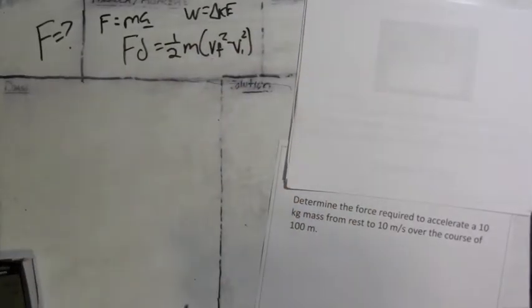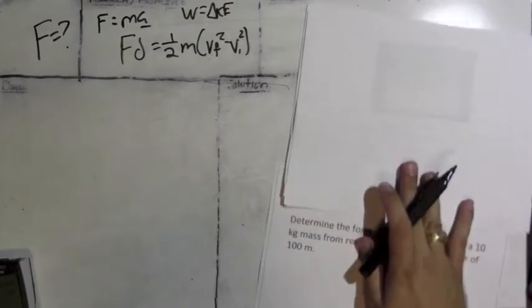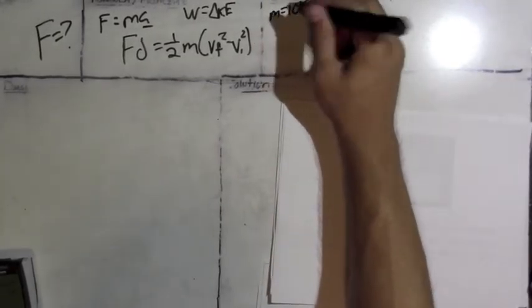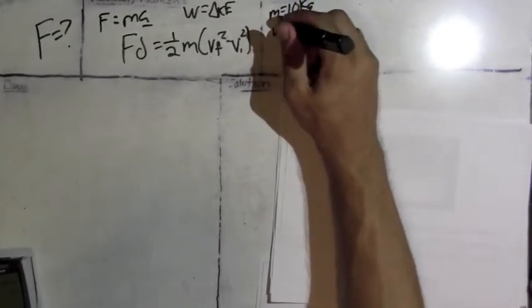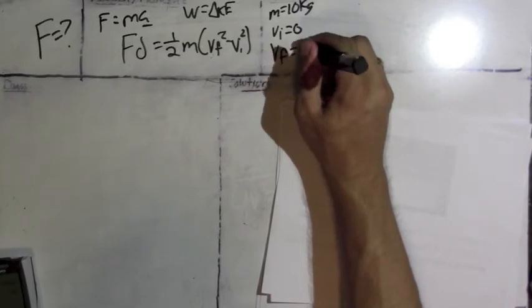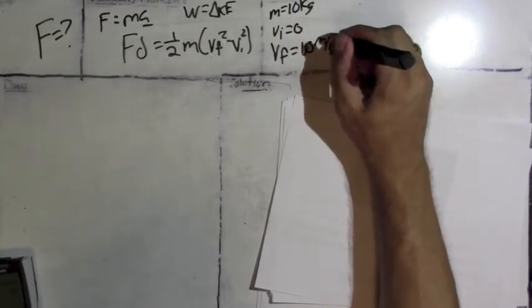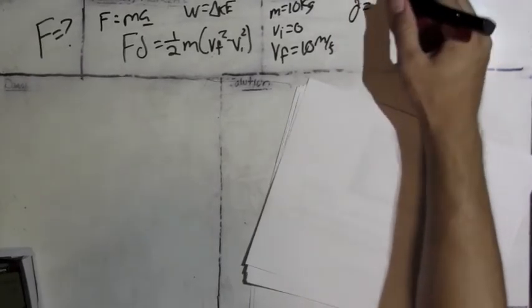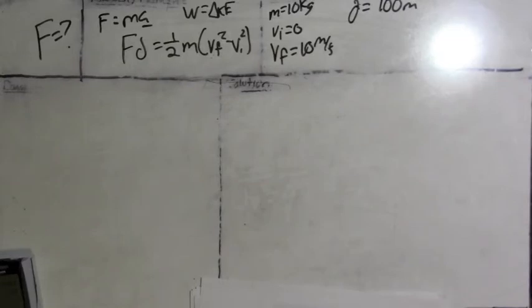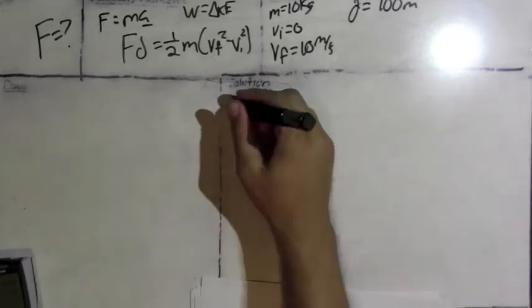So we actually have the mass this time, so we can say that the mass is 10 kilograms. We can say that the initial velocity is 0. We can say that the final velocity is 10 meters per second. And we can also say that we have a distance of 100 meters. So when we look at this, we are trying to solve for the force.